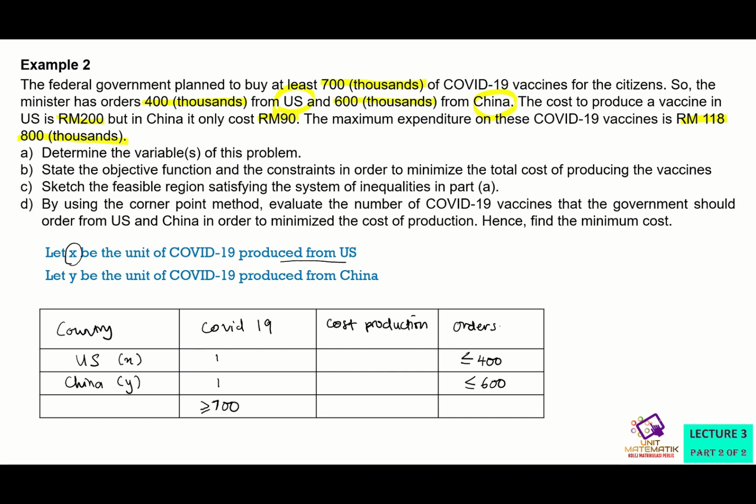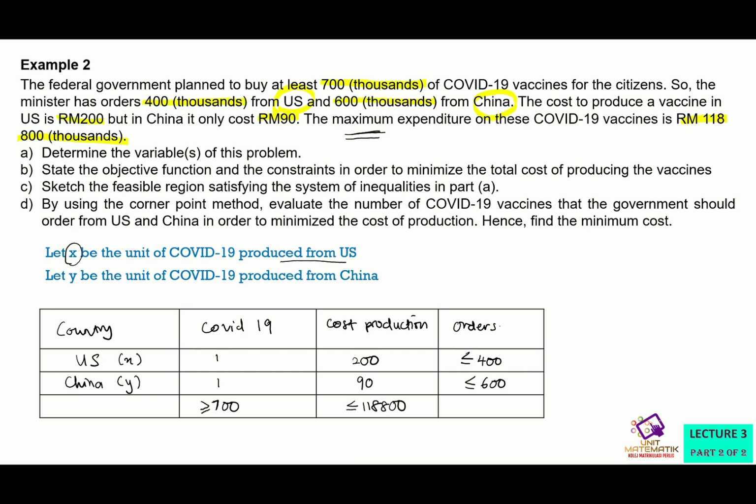And then the cost of production: US 200, China 90. Then the maximum expenditure on this COVID-19 vaccine. Where should we put the value? The value would be here: 118,800. The notation is less than or equal because of the maximum. You can see here, maximum.